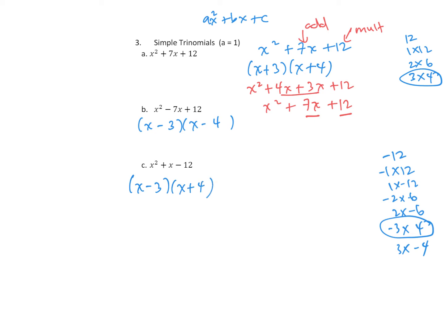So the only way you're going to get it wrong with simple trinomials is if you get a sign error. And you can always check by expanding. Okay, so it's pretty easy to check. Just expand it and make sure you got where you started.